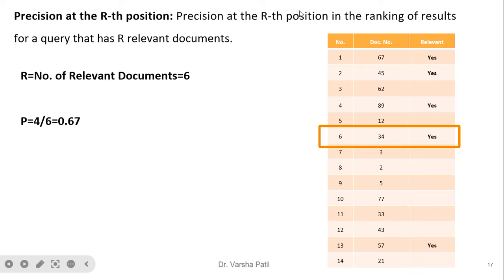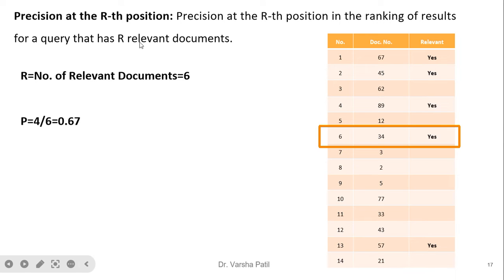Now an example is given, and here in the system the total number of relevant documents is 6. Now here the documents retrieved are 1, 2, 3, 4, 5. Now we require the total number of relevant documents, which is 6. Now P is equal to 4 by 6. Now precision at the rth position.